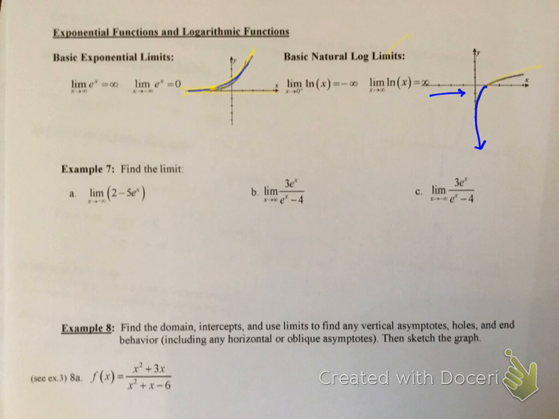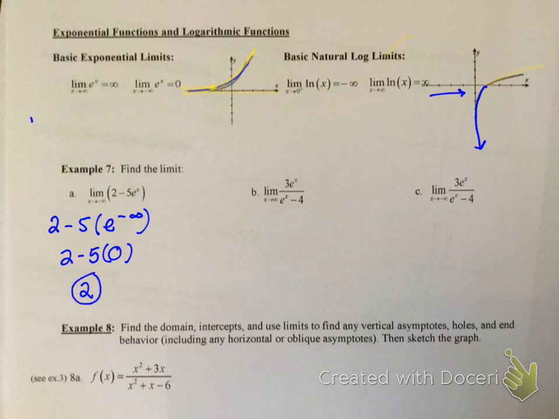so let's look at example number 7, find the limit. It says limit as x is approaching negative infinity of 2 minus 5 e to the x. Okay, so if we plug this in, I get 2 minus 5 times e to the negative infinity. Now we know e to the negative infinity goes to 0, so we get 2 minus 5 times 0, so this equals just 2. Okay?